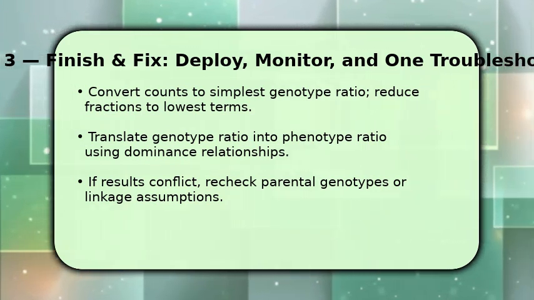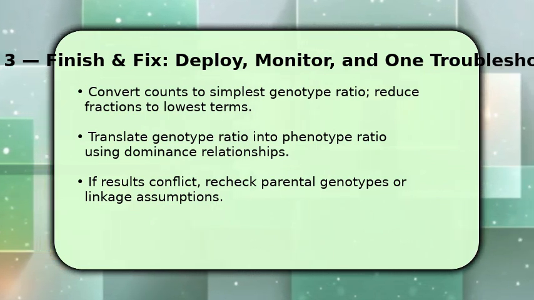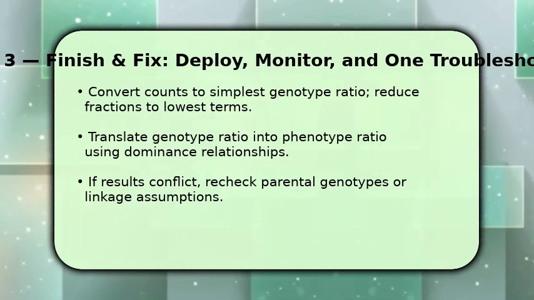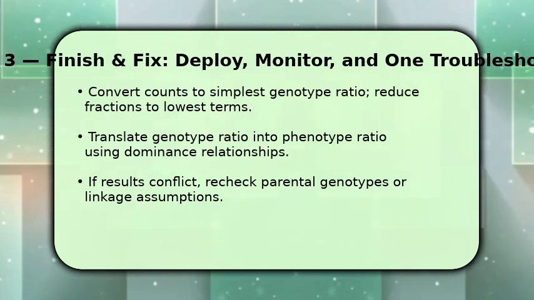If numbers don't match expectations, reevaluate assumptions. Maybe there's linked inheritance, incomplete dominance, or a mistaken parental genotype. Troubleshooting: double-check gamete setup. Most errors come from wrong gamete placement.